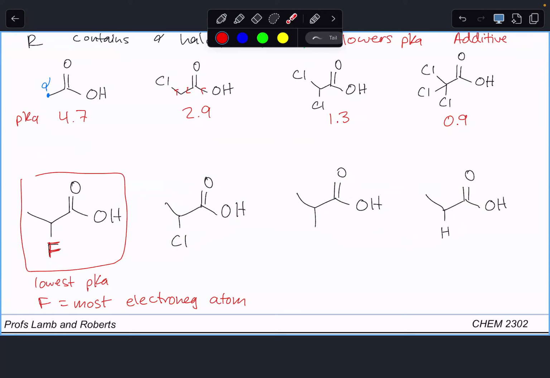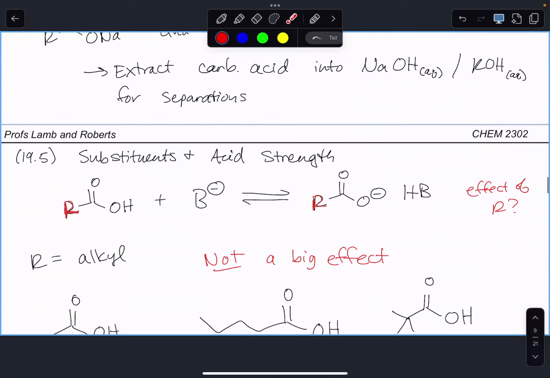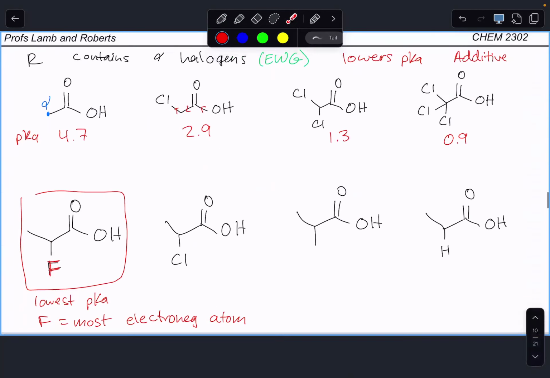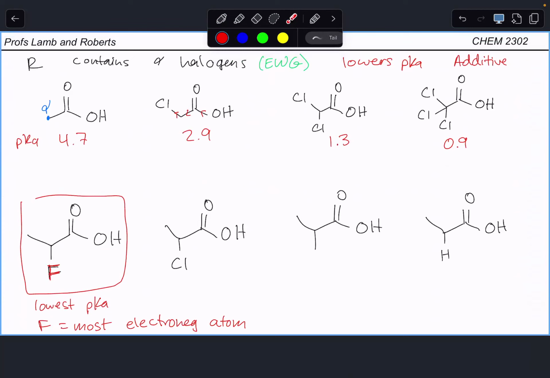Yes, that's a great question. So yes, if you're using a strong base, just another example of a strong base would be like a thiolate, S minus. Yep, absolutely. Yep, good question. Okay, so that's alpha halogens.